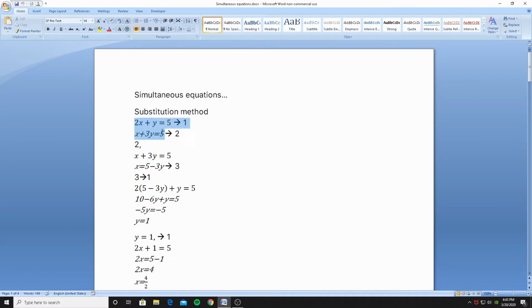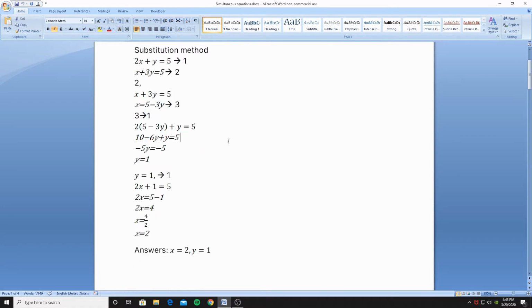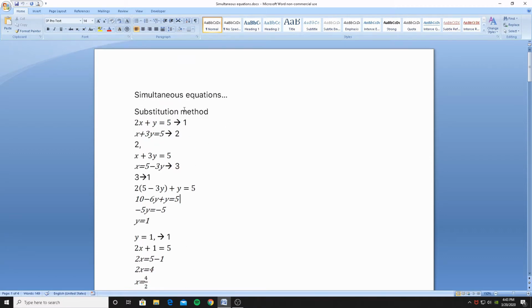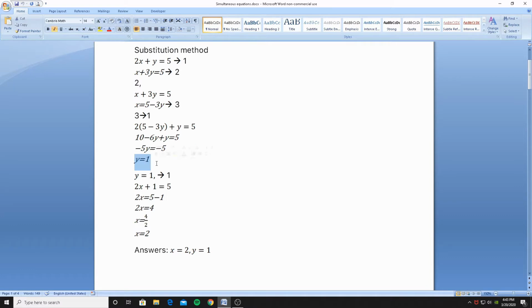So we label the two equations. We take one of the equations and make x the subject of the equation. So we get this, and label this new equation, quote unquote, new equation. Then we substitute this equation into one of the original equations, and then we can find the solution for y. Then using the solution that we found, we substitute it into any of the equations, and then we can find the other unknown's solution. So we've got y equals 1 and x equals 2.